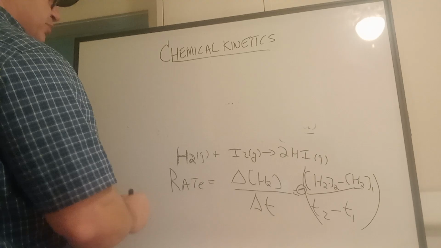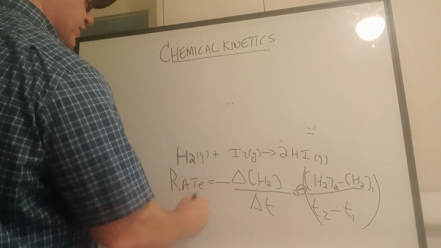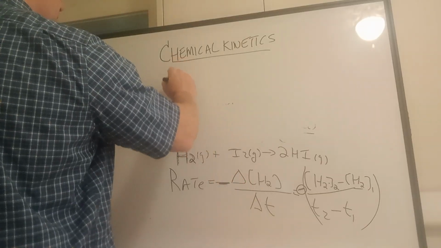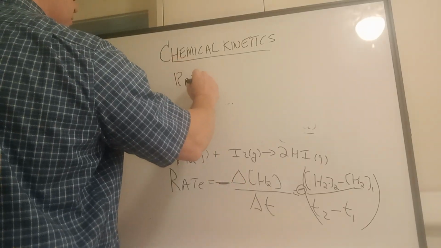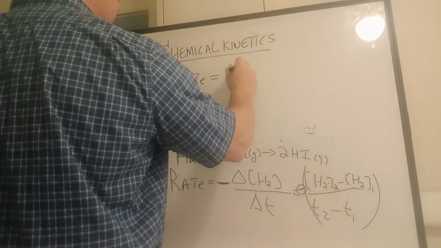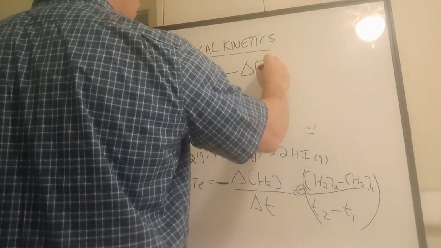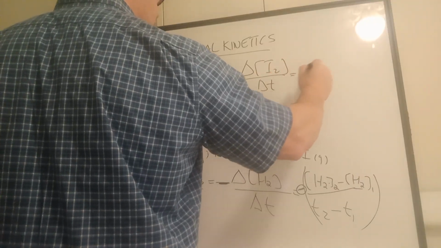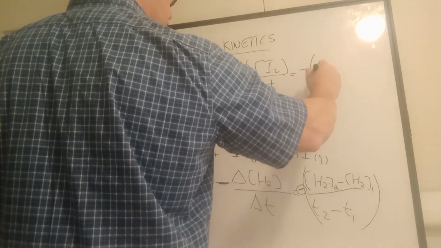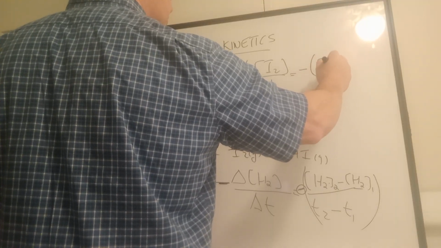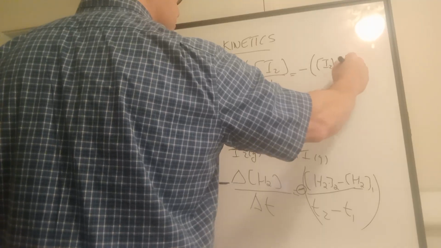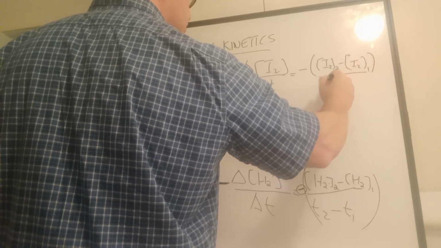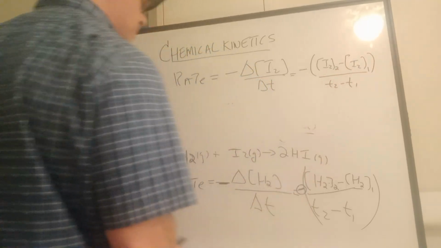For I2, it's similar. We put the negative in here for emphasis. For I2, it's going to be the same way. It's going to be negative the change in I2 over the change in time. If you want to see it all the way out, that's going to be negative, I'll put a little bracket up here, I2 at time 2 minus I2 earlier on, 1 over T2 minus T1.